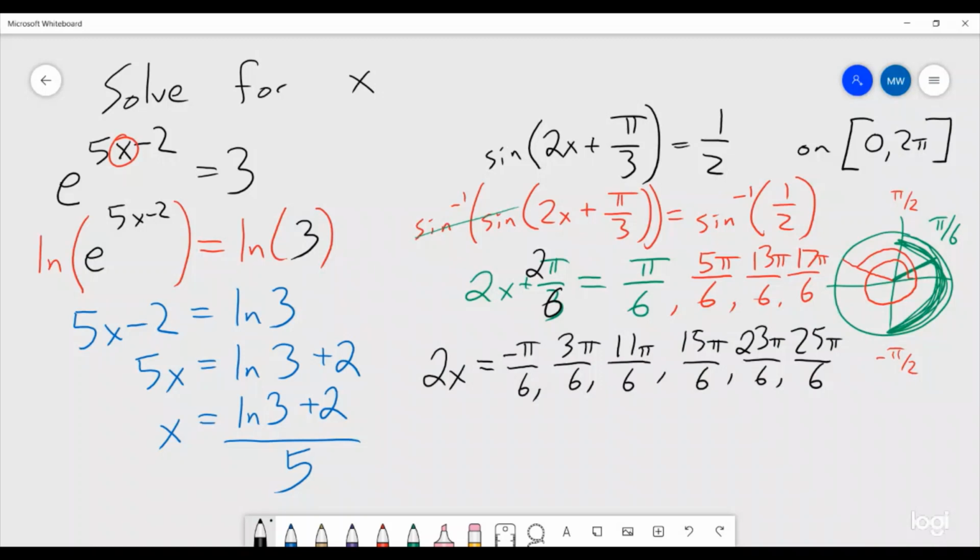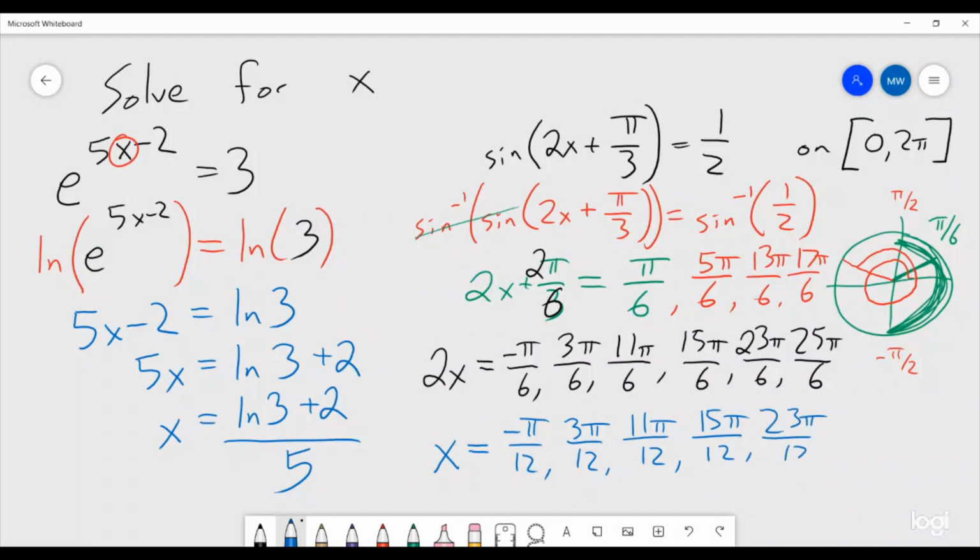So these are just a whole bunch of them that are all solutions, and we could then divide everything by 2, and we would get x is equal to, let's see, negative pi over 12, 3 pi over 12, 11 pi over 12, 15 pi over 12, 23 pi over 12, 25 pi over 12. And now we need to figure out how many of these are inside our interval 0 to 2 pi.